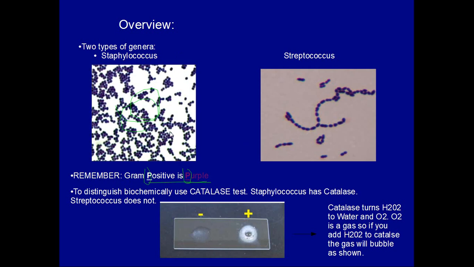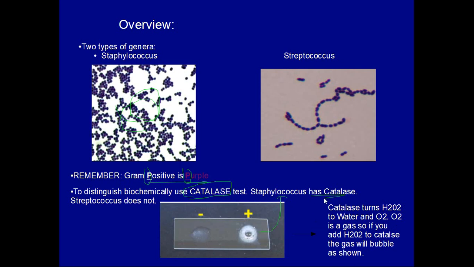If you want to distinguish between a staphylococcus or a streptococcus organism biochemically, you can use the catalase test. Catalase is an enzyme that turns hydrogen peroxide to water and oxygen. This is advantageous because hydrogen peroxide is toxic and can kill us. When you convert it to oxygen, remember, oxygen is a gas, so it tends to bubble in the presence of water. Therefore, if you were to add hydrogen peroxide to catalase, it would form oxygen, which would bubble. Well, that's exactly what you see.